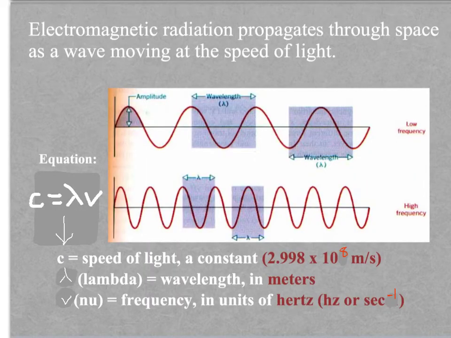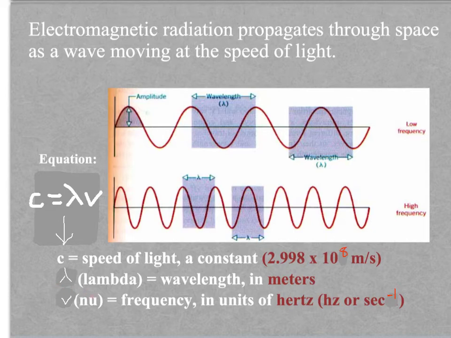So any kind of radiation moves through space as a wave that's moving at the speed of light. The equation that we use for this is c equals lambda times nu. These are both Greek letters. So c is equal to the speed of light. We just talked about that in another slide. It's a constant, so that means the speed of light is always going to be this 2.998 times 10 to the 8th. It will not change regardless of the equation.